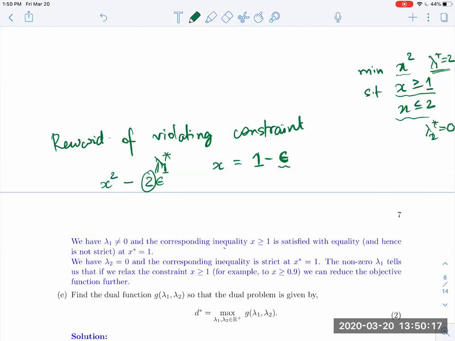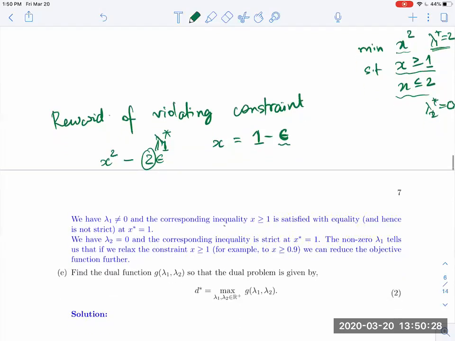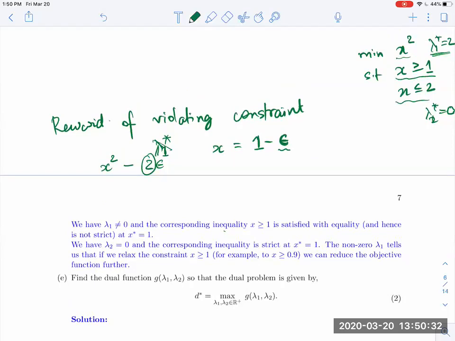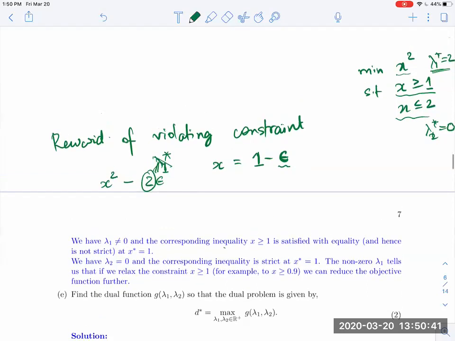And I think there's a problem on dual variable sensitivity in the current homework or the coming homework. So you will see more about this later. So is this clear on what happens when your lambda 1 star is positive? It says that if you violate the constraint, you are rewarded. And if you lie inside your feasible region, you are penalized.